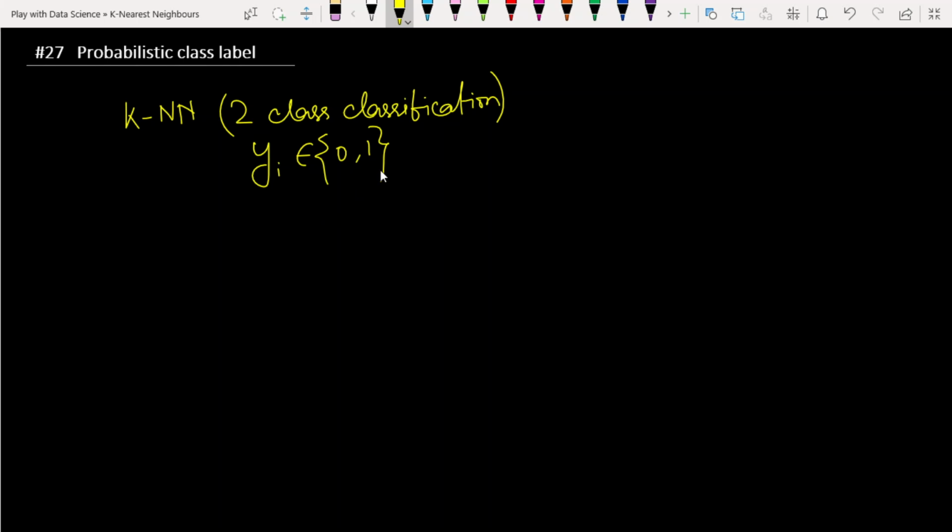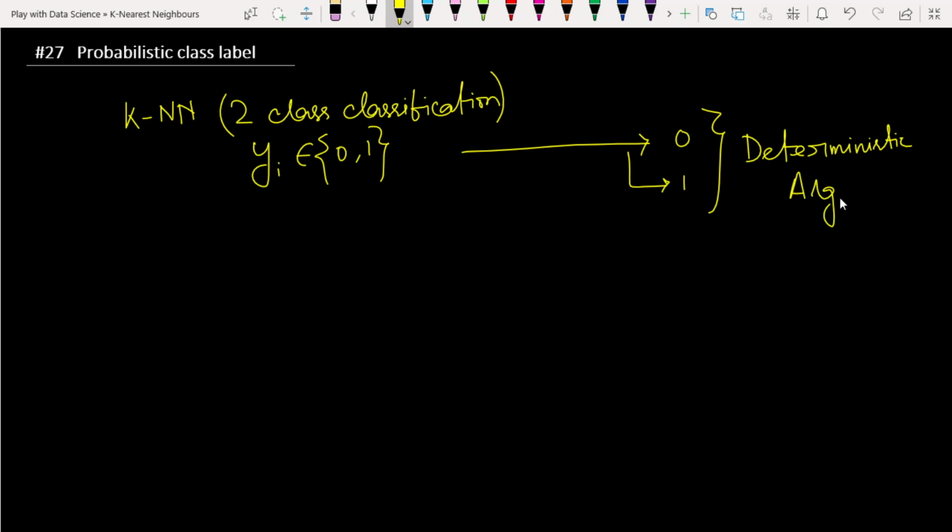In such cases we have concluded that our output will be either class 0 or class 1. It is a deterministic algorithm. We are not giving any conclusion about how sure we are of our class label, whether it is 0 or 1.